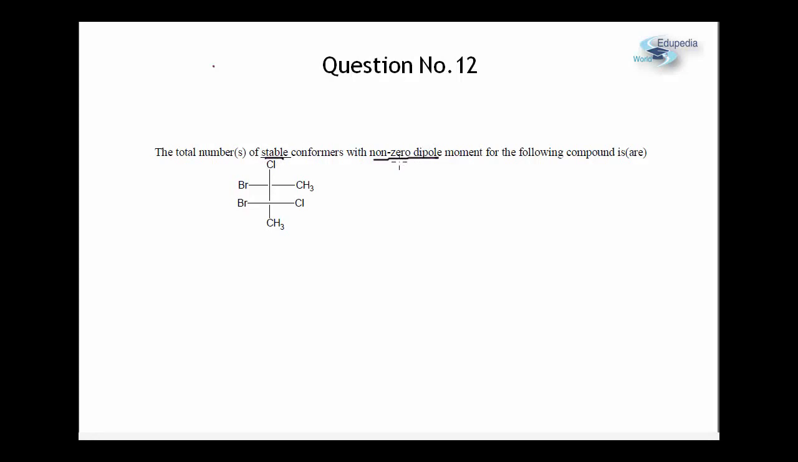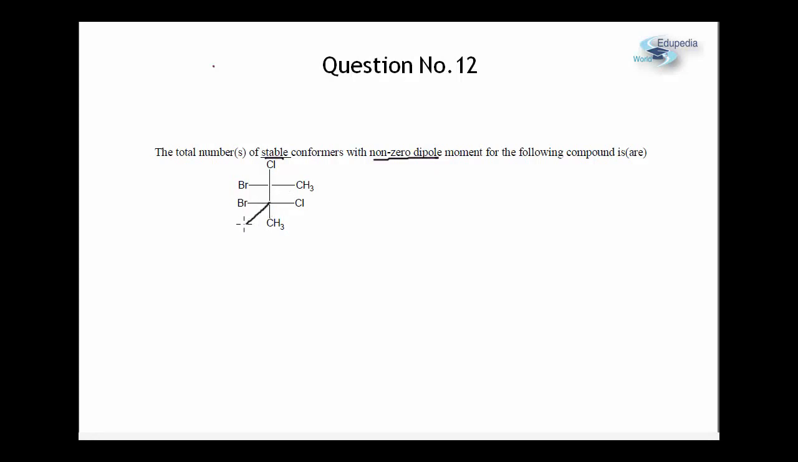So when I have to consider the stable conformers, I will only consider the staggered conformations and not the eclipsed conformation. Now if I draw the Newman projection formula for this Fischer projection, I hope all of you are comfortable with the process of converting a Fischer into a Newman.